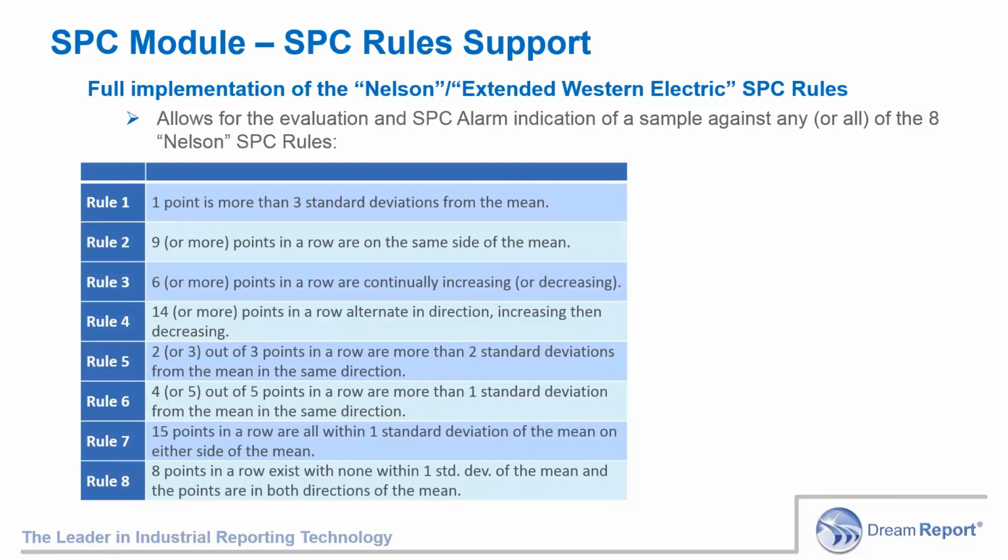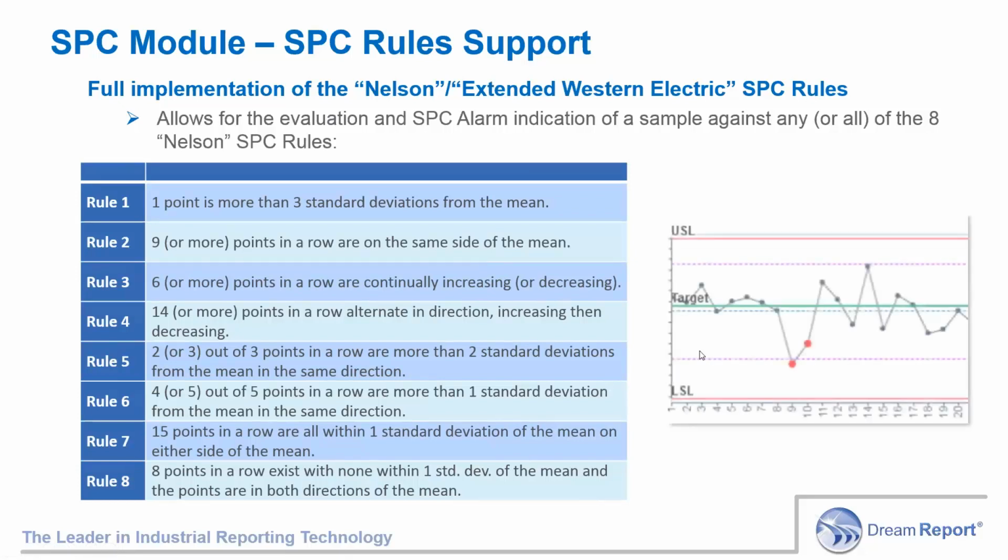Let's say if you have 1 point more than 3 standard deviations from the mean, that's rule number 1. If that point is plotted on a chart and it violates one of these rules, it will then show up with a red dot showing that it's in an SPC alarm. And again, you can choose which of these rules, on a per chart basis, you want to enforce on a control chart.